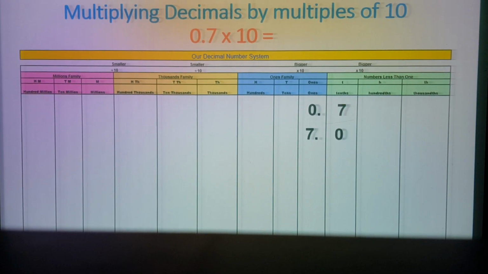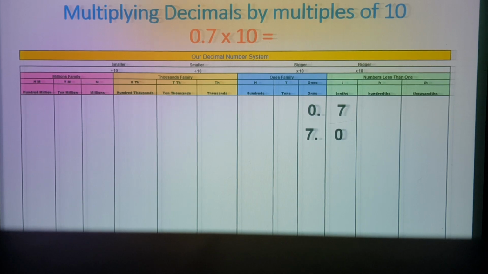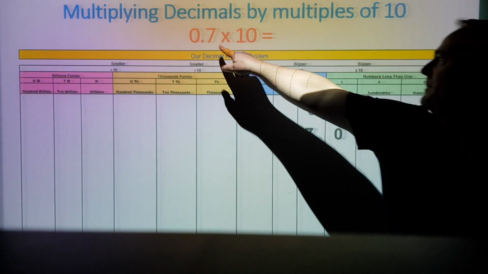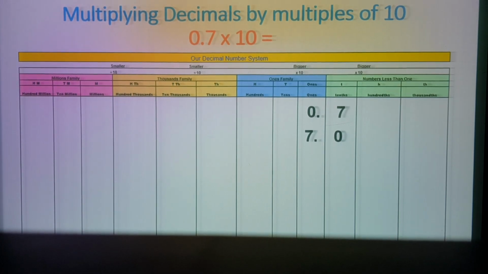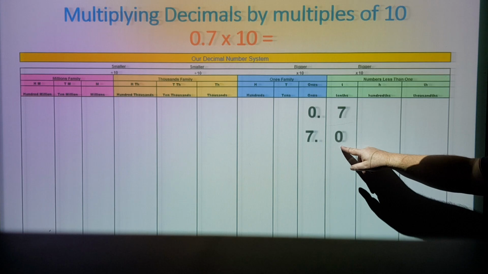Well, the same applies when we're dealing with decimals. So here we have 0.7 times 10. 7 is in the tenths column, that's the first number, and when I multiply it by 10, it becomes 7.0.